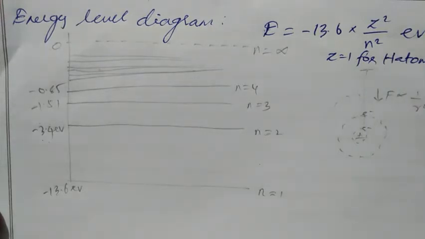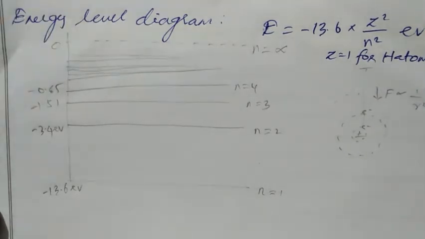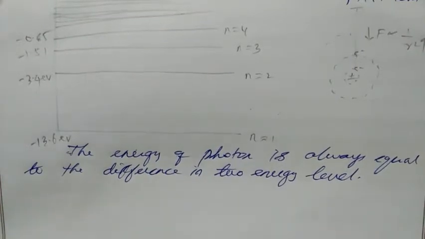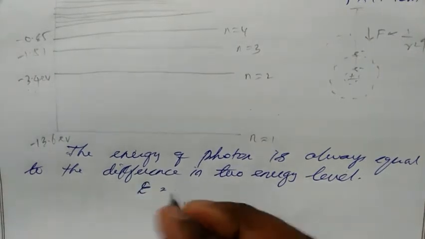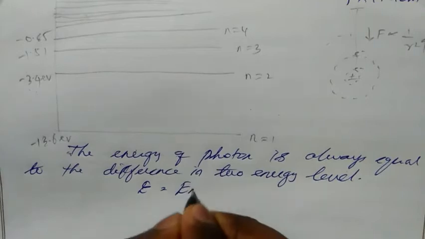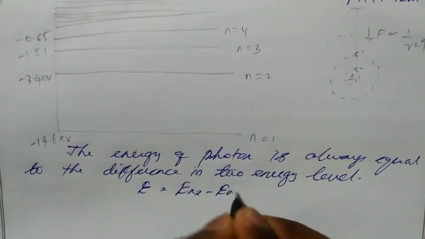So here, the energy of a photon is always equal to the difference in two energy levels. So the photon makes a transition, or we can say the energy makes a transition. This energy is derived from light energy. Light has small quanta, small packets, known as photons. So the total energy is equal to the difference in two energy levels, En2 minus En1.